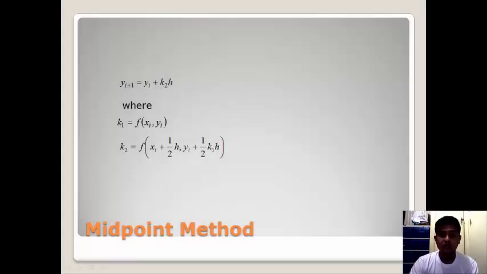Here is another Runge-Kutta method, which is the midpoint method, where our formula is y_{i+1} equals y_i plus k2 times the step size, where k1 is equal to the function of x_i, y_i. k2 is equal to the function of x_i plus 1/2 of the step size, and y_i plus 1/2 k1 times the step size.